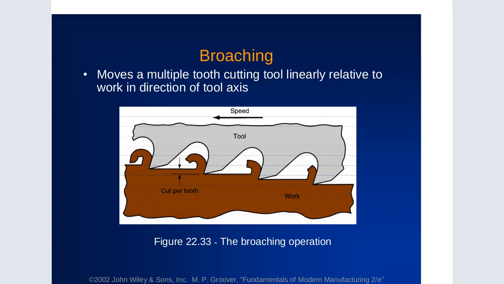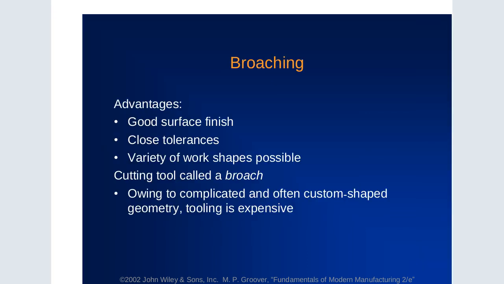The broaching. What is broaching? It moves a multiple tooth cutting tool linearly relative to the work in the direction of the tool axis. So it makes marks. You can see how it makes that. This is the tool and the speed of running. So it is making the ridges on the work surface. That is broaching.